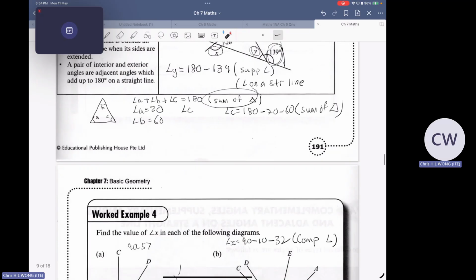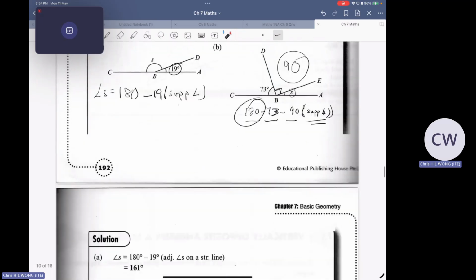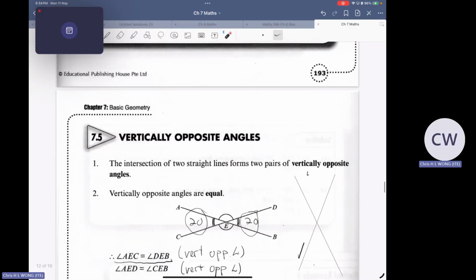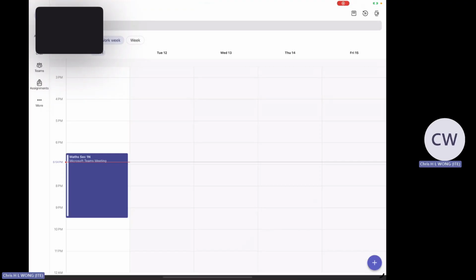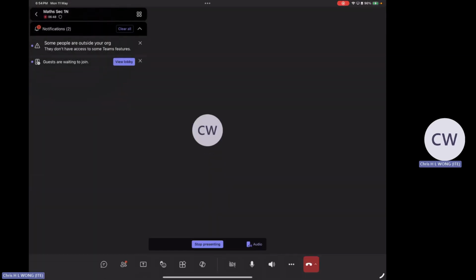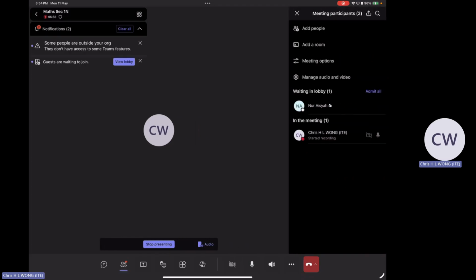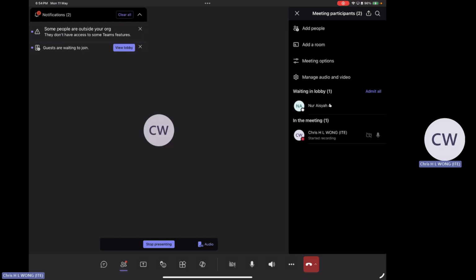Any question? So I add on today, I just move forward. Vertically opposite angle. I think someone just joined. When someone just joins, I need to hold on. Notification. Okay, just give me a moment. Let me on. Okay.